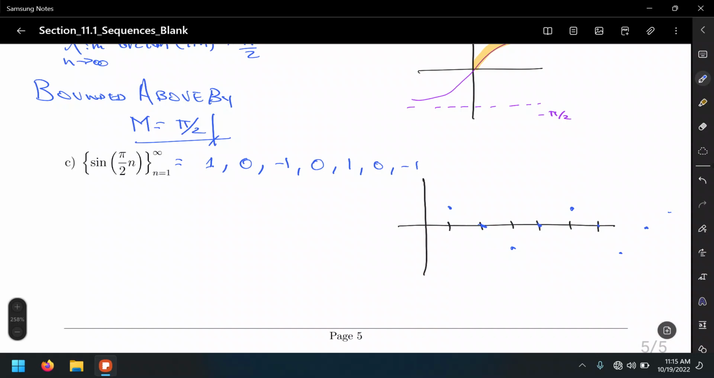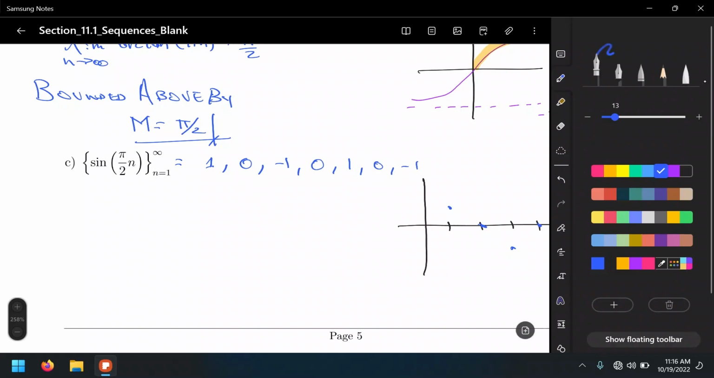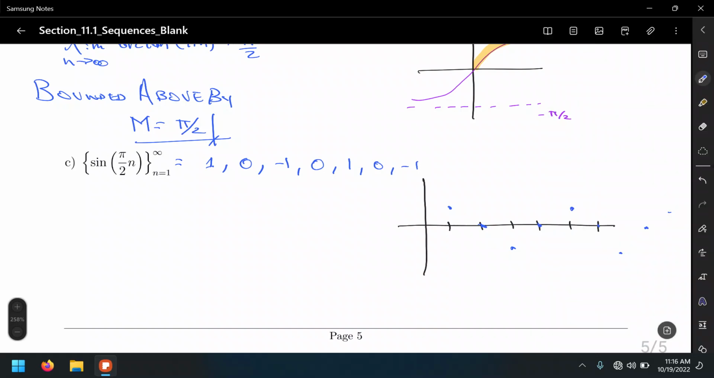Well, what's the maximum value that the trigonometric sine function attains? 1. What's the minimum value? Negative 1. So that function, or this sequence then, it's bounded. We don't say bounded above and below. We just say bounded. That should imply both above and below. Bounded between negative 1 and 1.